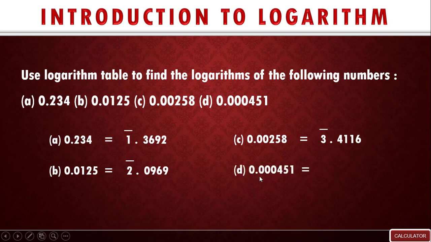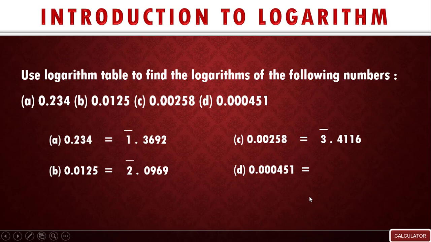So let's look at the next example, which is the D. We're looking at 0.000451. Okay, in this scenario, ask yourself the question again. This number, is it less than 1 or greater than 1? If you look at it, it's starting with 0 point. It means it is less than 1. So in such scenario, determine your characteristic first.